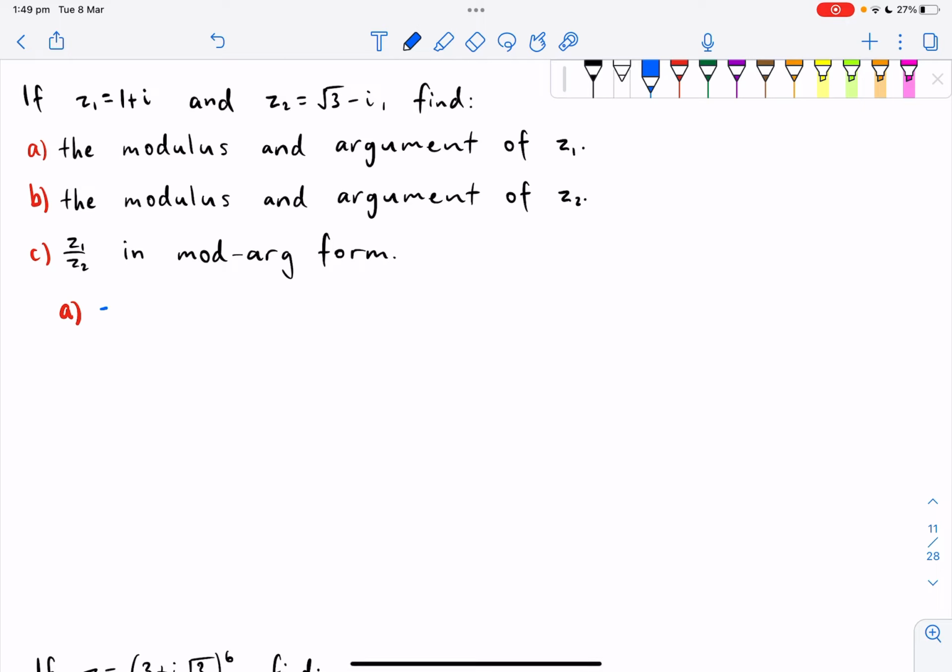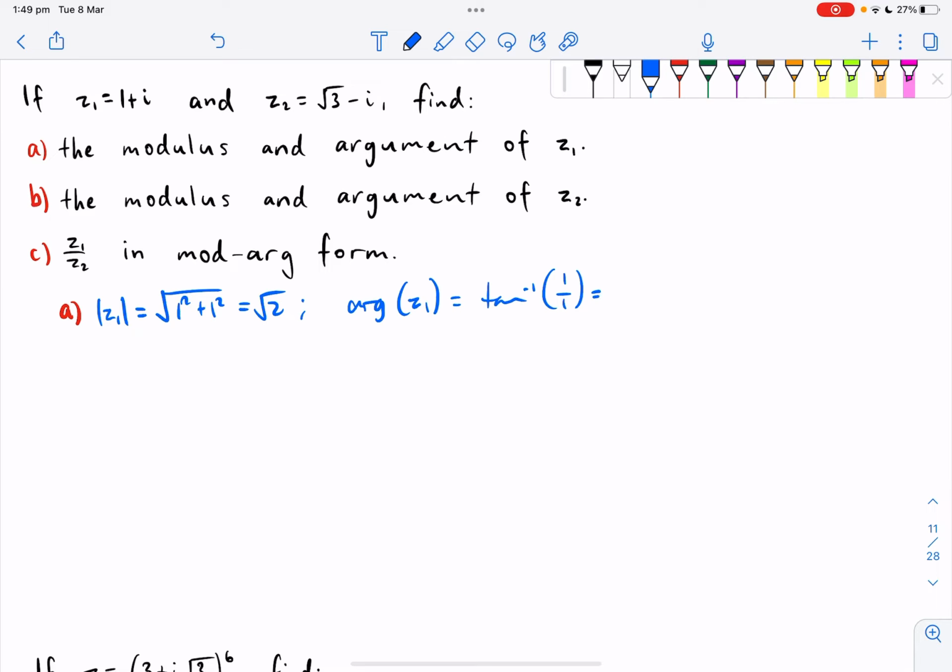So we go mod z1 equals square root of 1 squared plus 1 squared, which is square root 2. The argument of z1 is tan inverse of 1 on 1. Notice they're both positive, so it's in the first quadrant. I don't need to do anything except just take the tan inverse of their values. And therefore, with that, we have square root 2 cis pi on 4. It's all you need from a complex number. You just need its modulus and its argument, and you can express it in polar form with no worries.